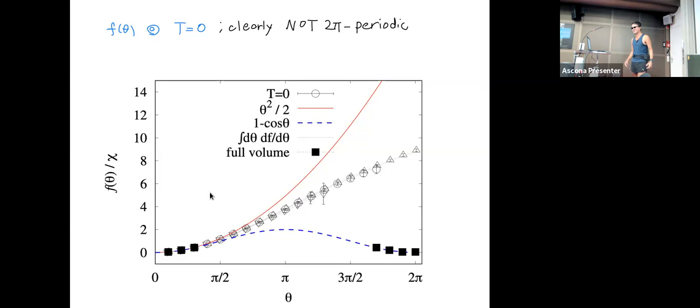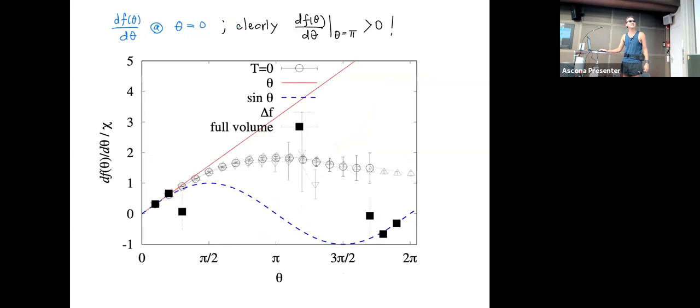So this is the main result, and it shows that the theory is not 2 pi periodic, and CP is spontaneously broken. If you like, we have also plotted the derivative too. It's very clear that the derivative is positive at theta pi. It's hard to imagine that this is zero. So that's a very clear indication.